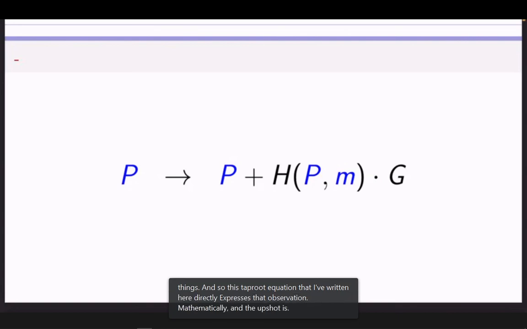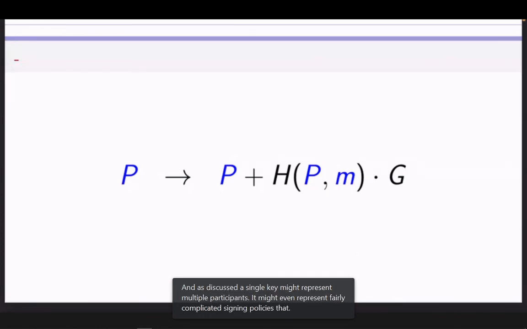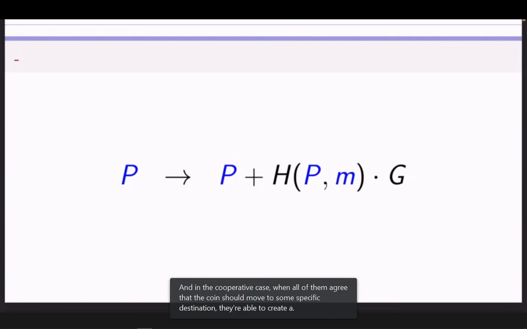And the upshot is that on the Bitcoin network, what you see for any coin that's using Taproot is that the coin is represented by a single key. And as discussed, a single key might represent multiple participants. It might even represent fairly complicated signing policies that those different participants need to achieve. But the result is just a single key. And in the cooperative case, when all of them agree that the coin should move to some specific destination, they're able to create a transaction which moves the coins, jointly execute a multi-signature protocol that signs the transaction and sends the coins. The network sees one key, it sees one signature.